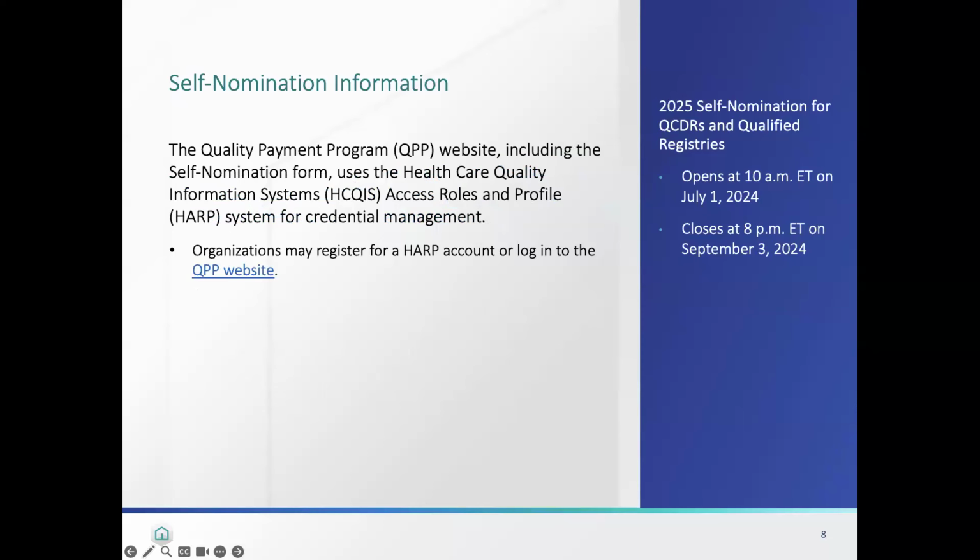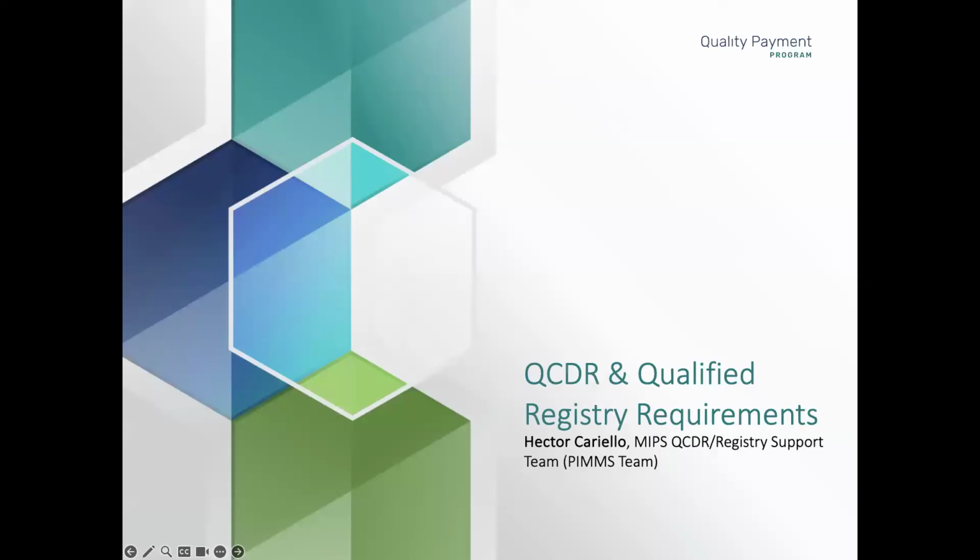The Quality Payment Program website, including the self-nomination form, uses the HARP system for credential management. Organizations may register for a HARP account or log into the QPP website. Now I'll go over some QCDR and Qualified Registry requirements.